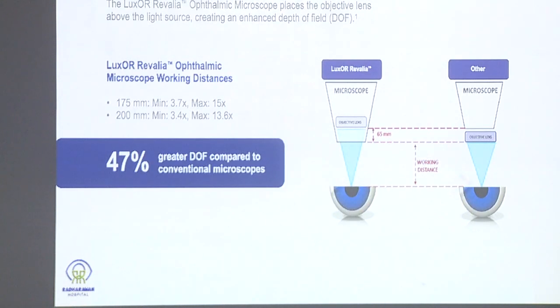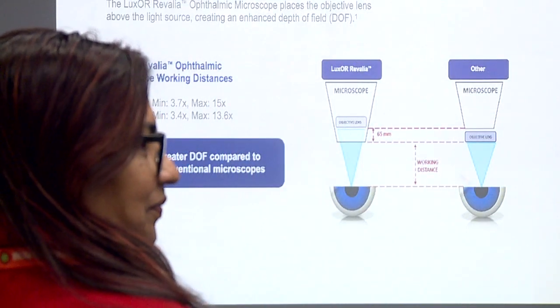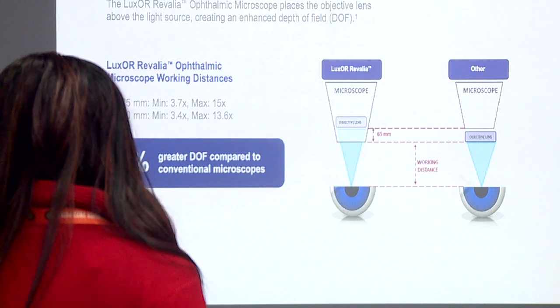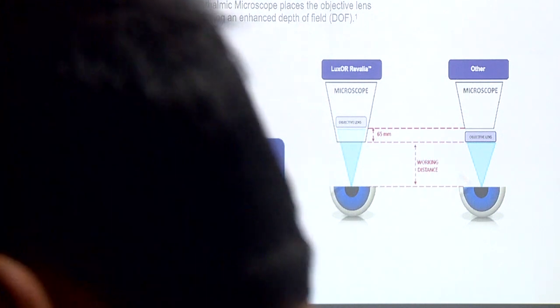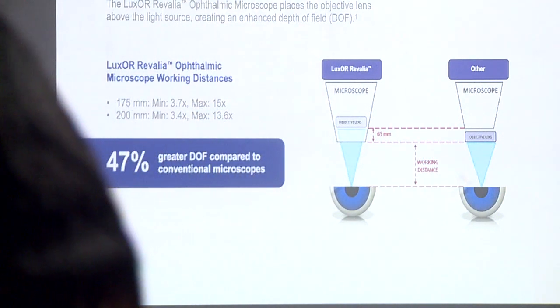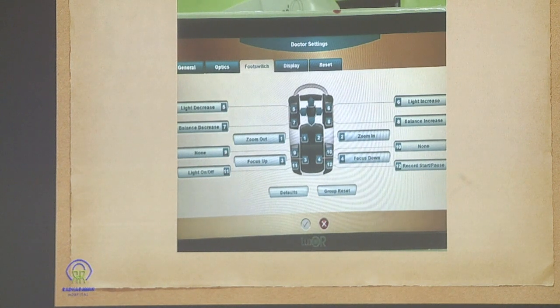And this was the 65 millimeters that I was talking to you about. It gives you a buffer of 65, so that you don't have to really move up and down to stay focused on the eye. Even if you are focused on the anterior capsule, it can pretty much show you up to the posterior capsule as well. So 47% greater depth of focus. And then you can also change things in the foot switch, 1, 2, 3, 4, customize everything.